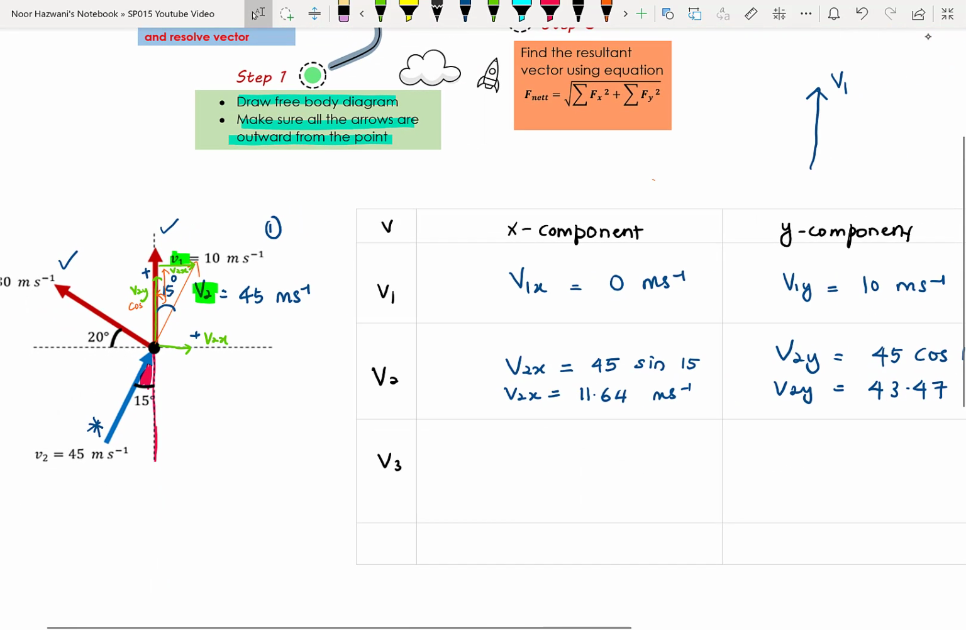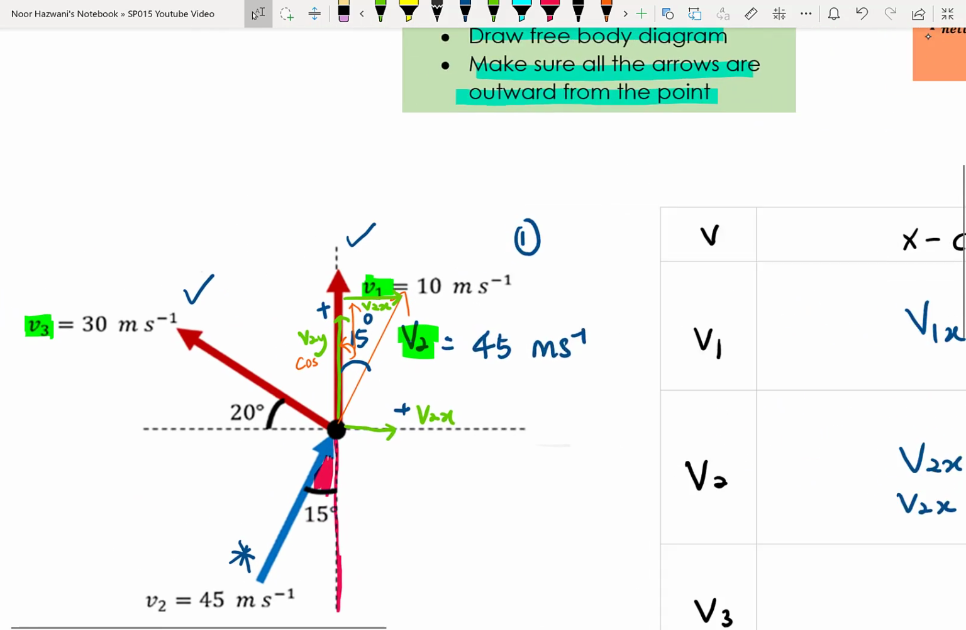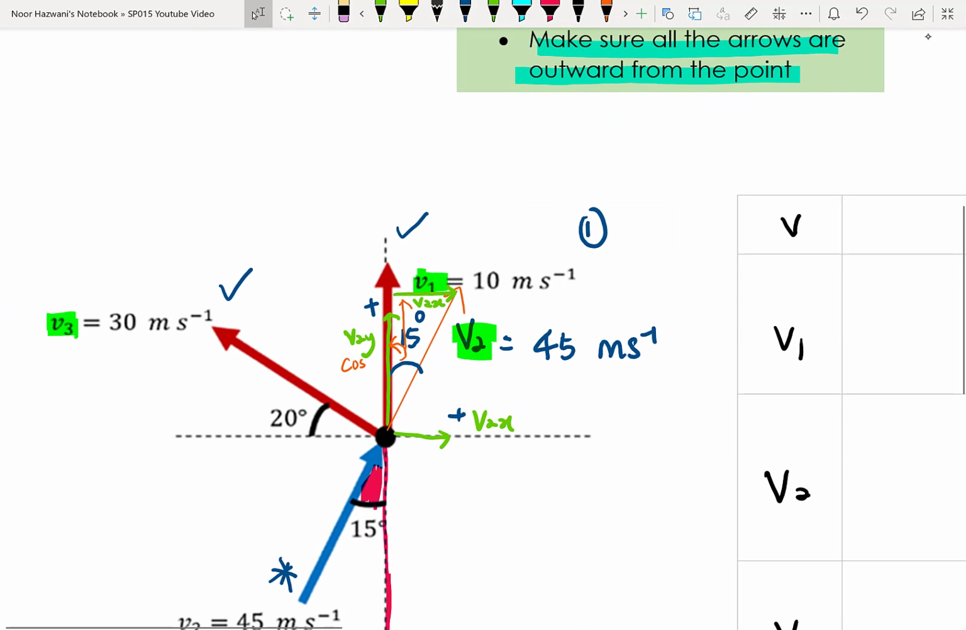Betul lah, sign convention kita. Okay, tu you yang selalu kena fikir about the sign convention. Okay, let's move on to velocity number 3. Kita nak resolve kan? Okay, buat complete triangle and then after that you resolve.